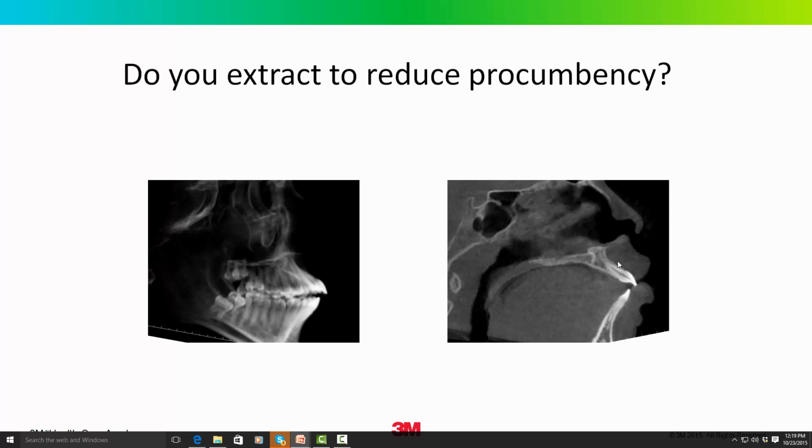Well, there's no bony housing to retract these teeth. There's not an adequate amount of alveolar width to properly retract and torque those teeth. So you know going into a case like this that there's going to be dehiscence and fenestration. Also, you know, I'm not sure of the stability of a case like this long term.